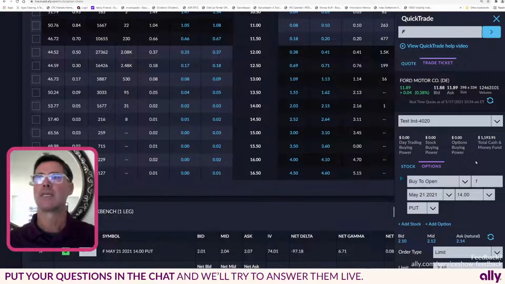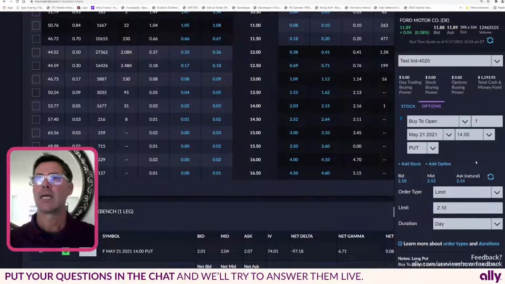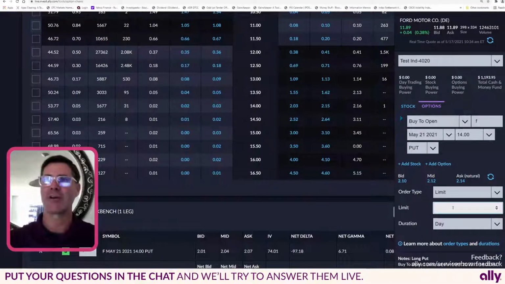Here's your quote from 210 to 214. I'm looking at this closely because I don't want to make this purchase, but I don't want you to see that error message that we saw earlier. We'll put in a $1.80 bid.